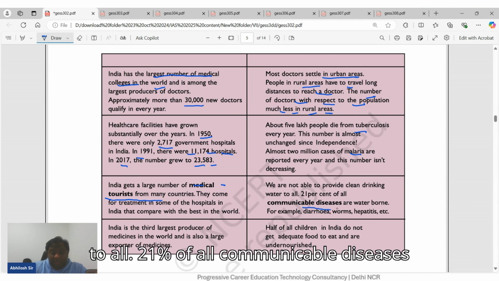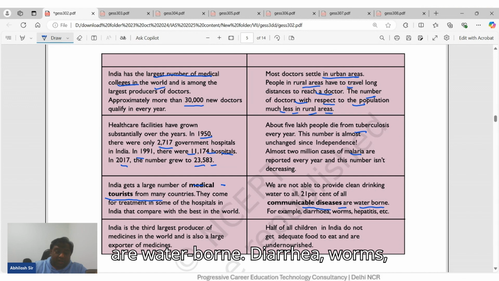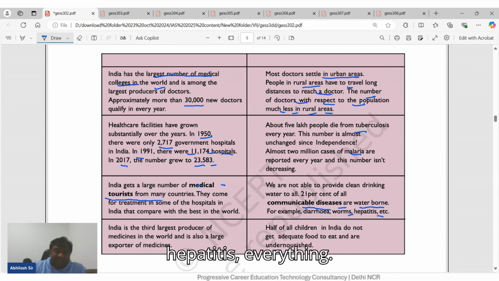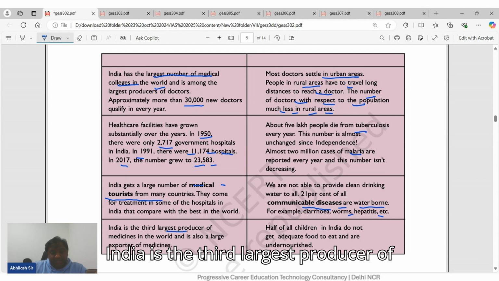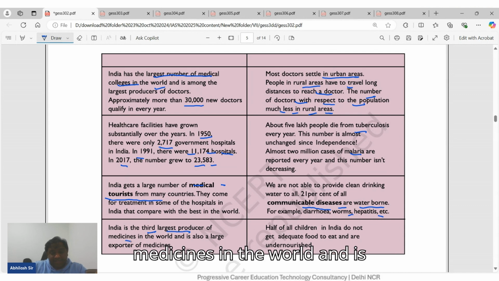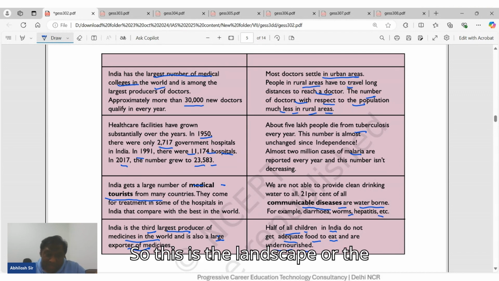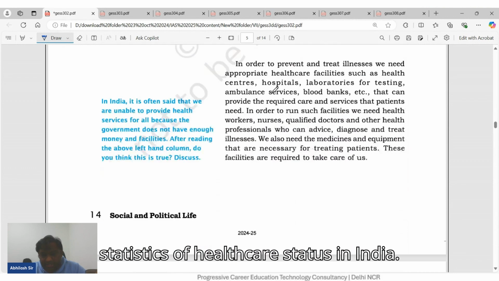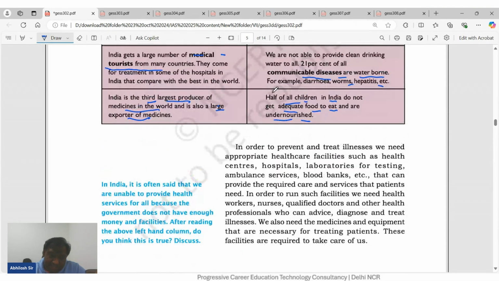21% of all communicable diseases are waterborne. Diarrhea, worms, hepatitis, everything. India is the third largest producer of medicines in the world and is the largest exporter of medicine. Half of all Indian children do not get adequate food to eat and are undernourished. So this is the landscape, or the statistics, of healthcare status in India.